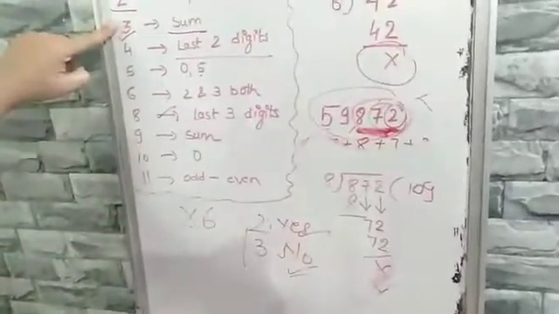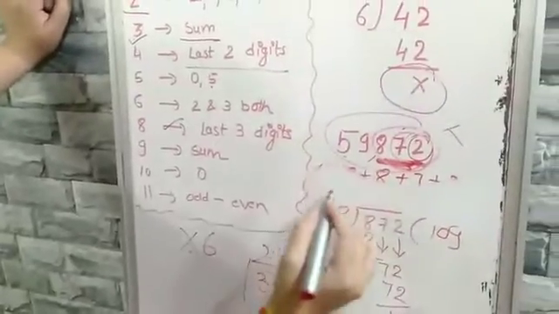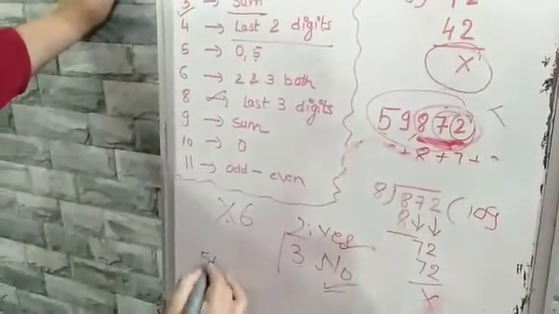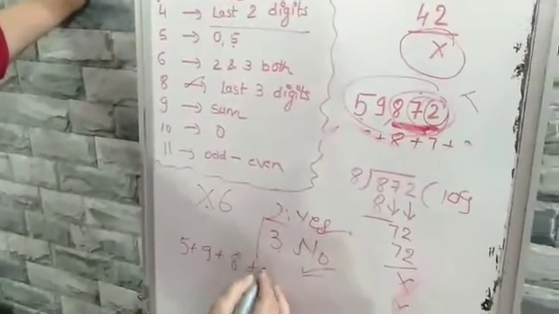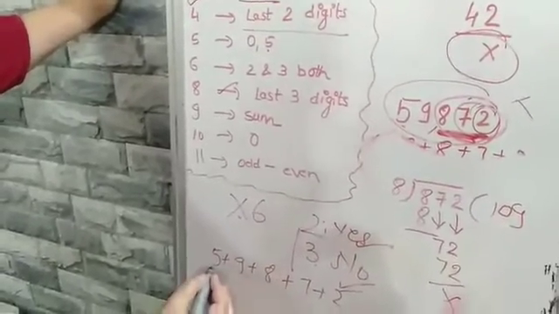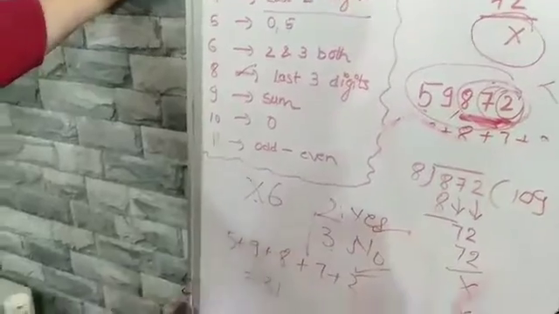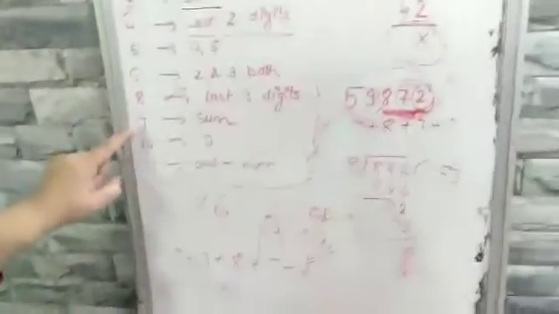Coming to the 9. In 3 we were finding the sum. Correct. So in the same way in 9 also you have to find the sum. What was the sum coming? Again we can do 5 plus 9 plus 8 plus 7 plus 2. 9 and 9, 18, 27, 28, 29, 30, 31. It's 31. So 31 is not in the table of 9. So that means 59,872 will not be divisible by 9.